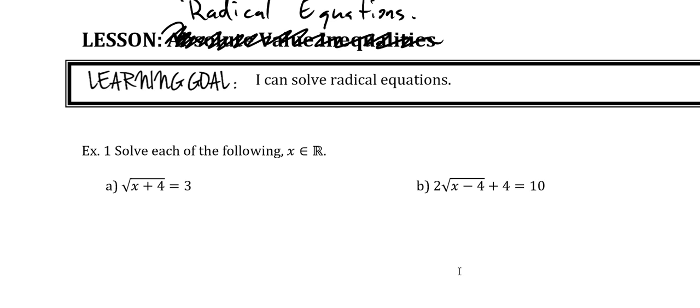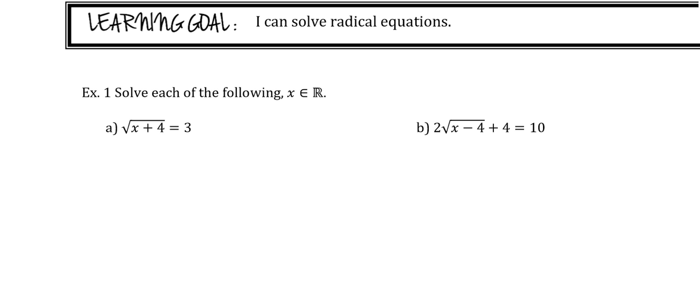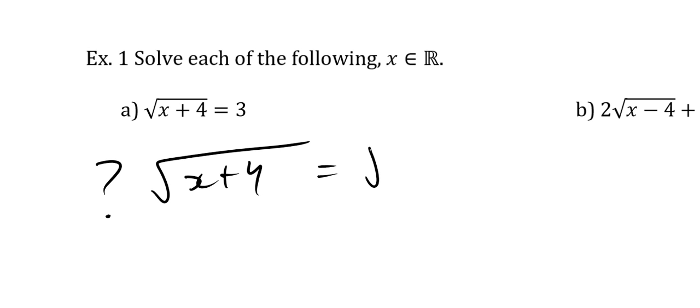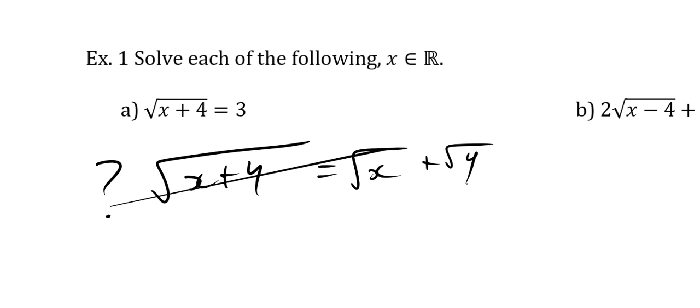Does anybody have any thoughts on how we might solve this first one? How are we going to do that, though? Because when stuff is in a radical sign like that, I can't just break it apart. Some people might think this. Is the square root of x plus 4 the same as the square root of x plus the square root of 4?